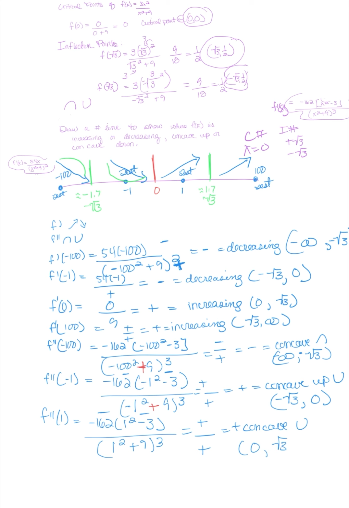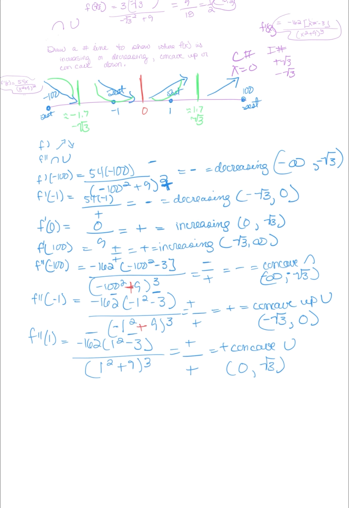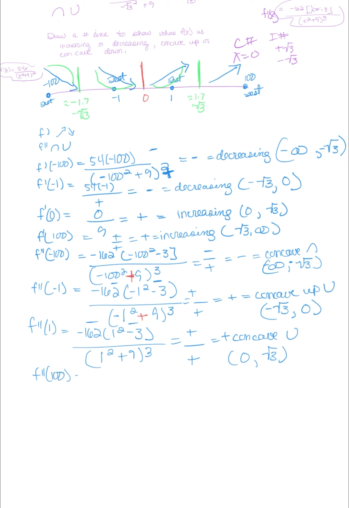And if you see here, we maintained our concavity. We did not change concavity. That's a bit of a mess, because we passed a critical point. Remember, we only changed direction at critical points, not concavity. All right. And then we're going to have f'' of 100. And this is going to be -162 over 100 squared minus 3 over 100 squared plus 9, cubed. So we have a negative times a positive, which is going to be negative, over a positive, which is going to be negative, and we just passed an inflection point, so we know that we are going to be concave down from square root of 3 to infinity.